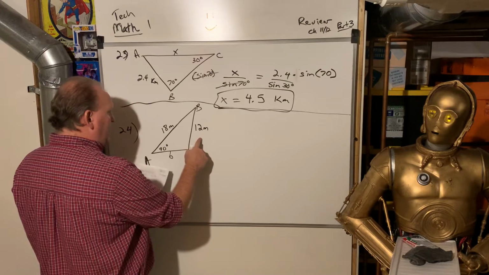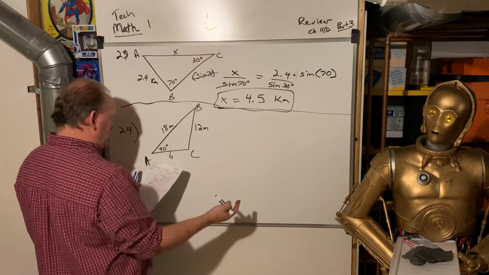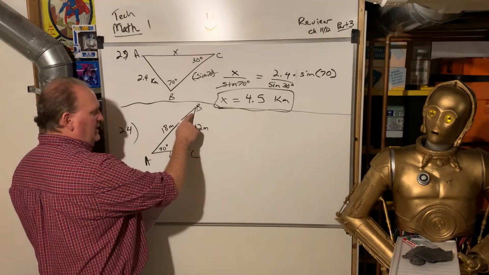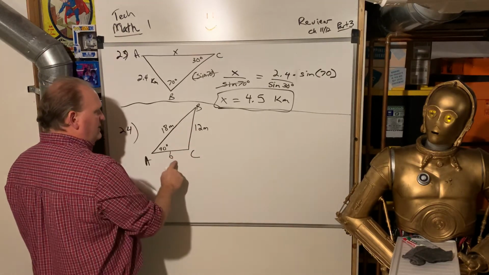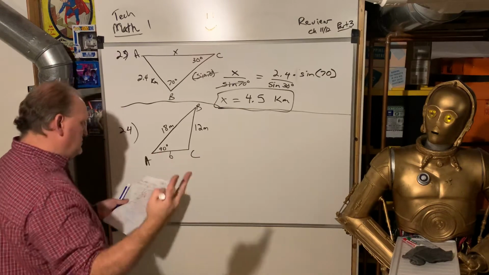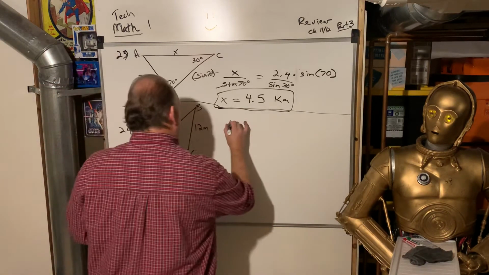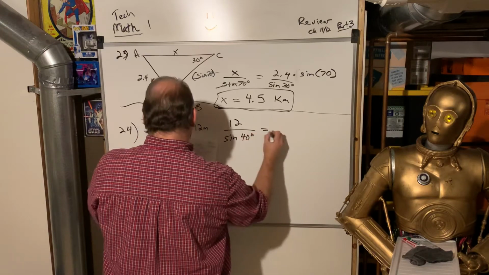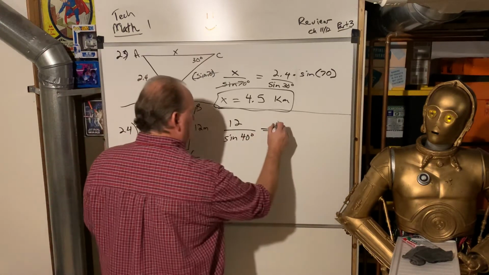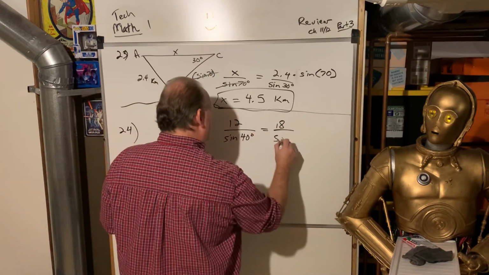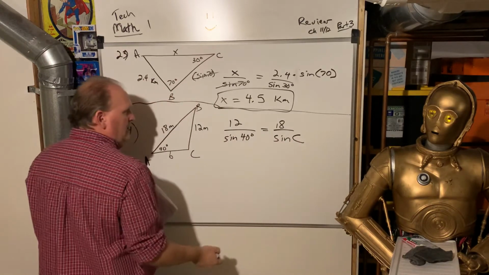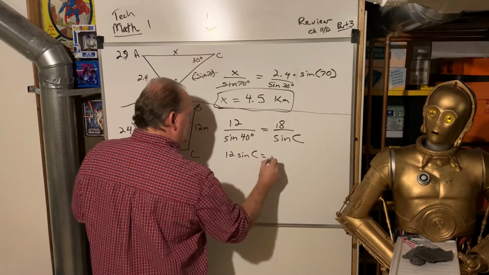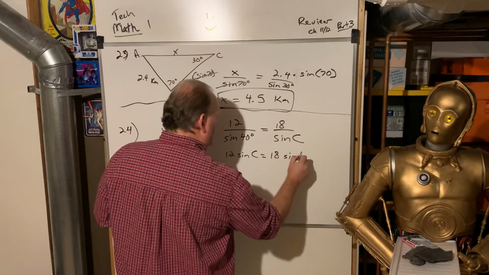So what we have to do is first find this angle, then we could subtract from 180 and find that angle, and then we can find that side. So this is kind of a two-stager again. So we're going to say 12 over the sine of 40 is equal to 18 over the sine of angle C. And so then you cross multiply and solve. 12 sine C is equal to 18 sine 40.